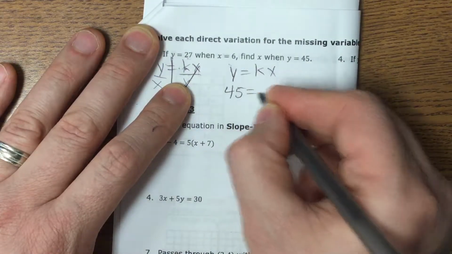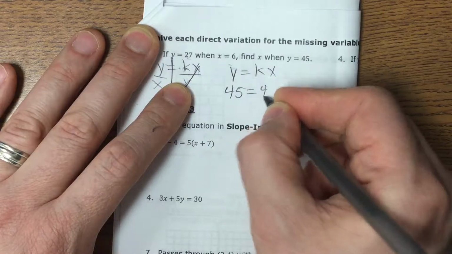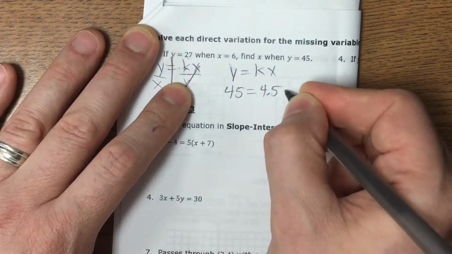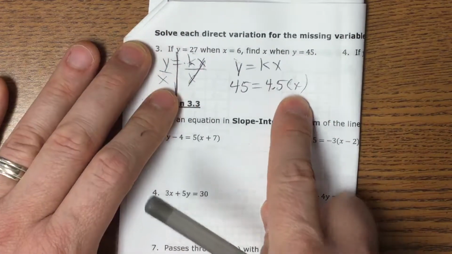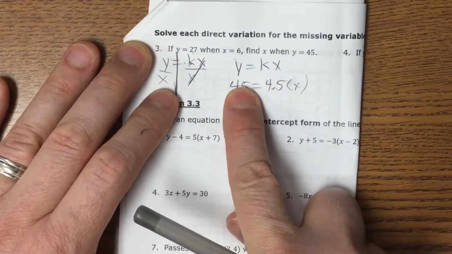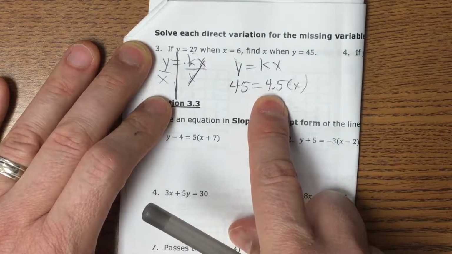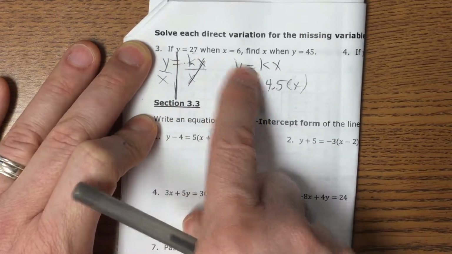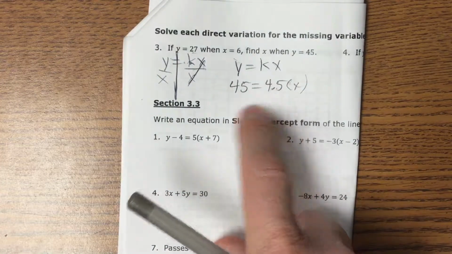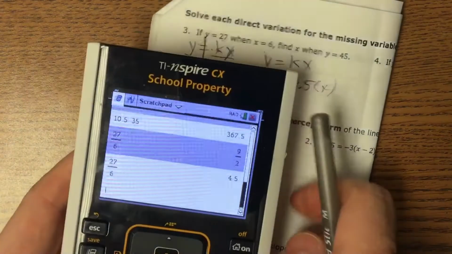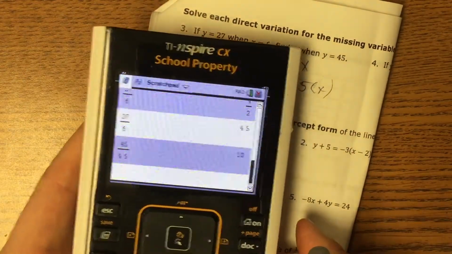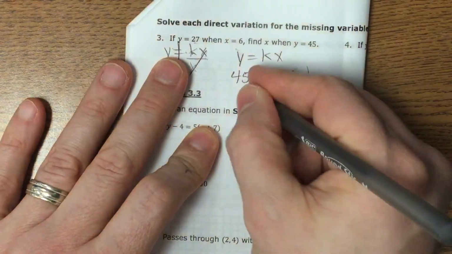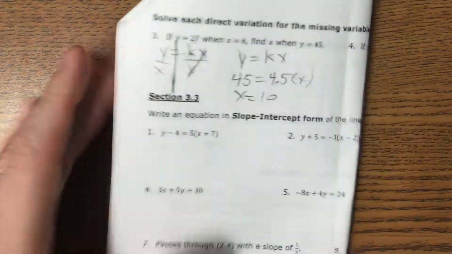45 equals 4.5 times x. Find x when y is 45, knowing my k value is 4.5. I figured that out from these numbers. I divide both sides by 4.5. 45 divided by 4.5 is 10. The value of x is 10. All right.